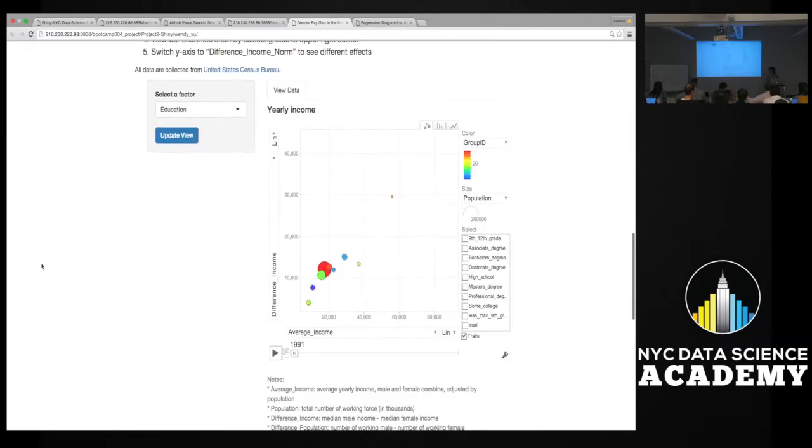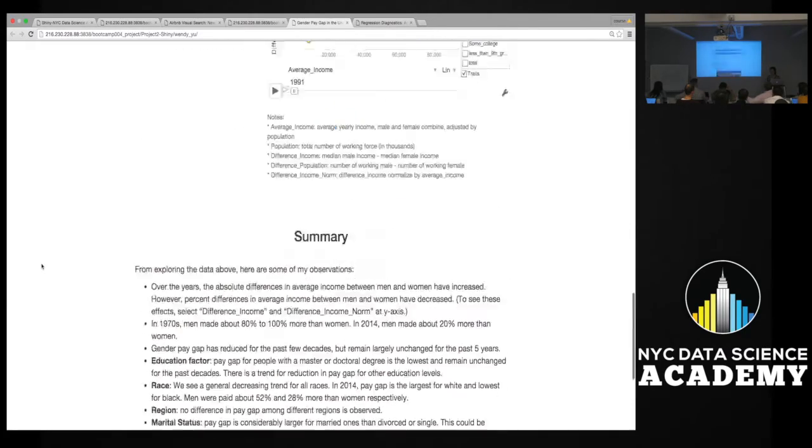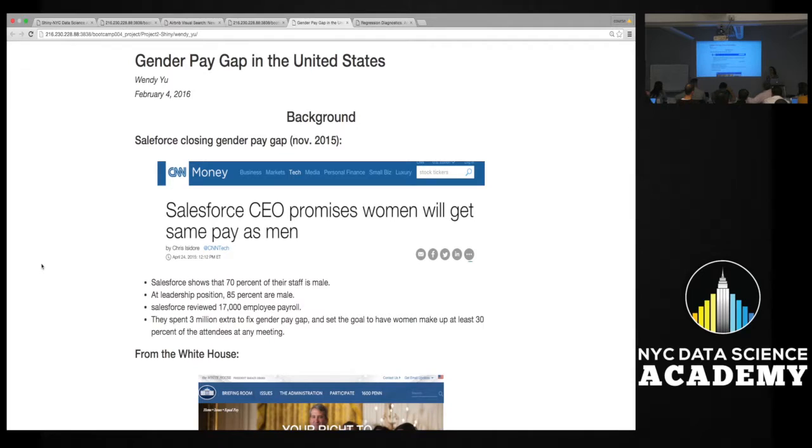And my app is here, and I also have a summary here. The biggest challenge for me is, after I found out I want to do this, I decided I want to answer 2 questions. The first is, how would gender pay gap change over time? And the second question is, what are some of the factors that would influence gender pay gap?